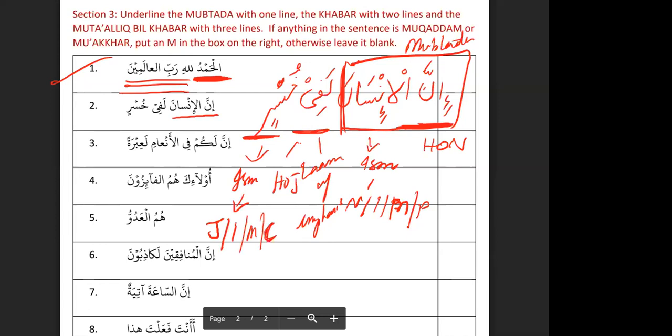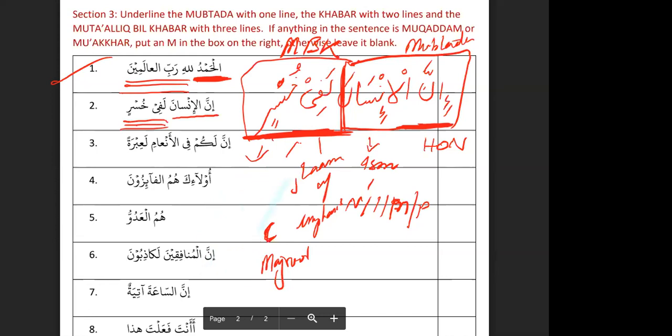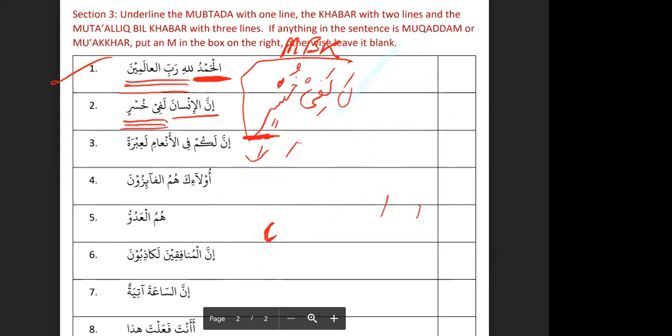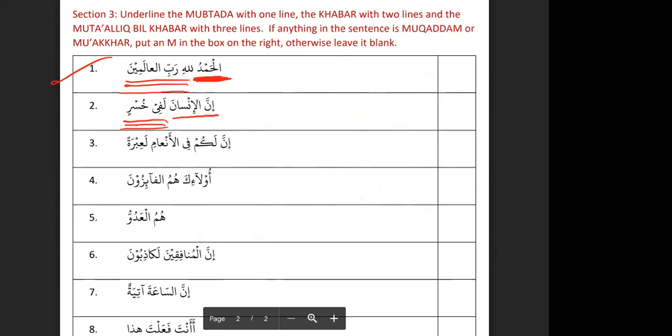Lafi khusrin. Okay. So what is this? Majroor. So lafi khusrin is one bucket. And what do we call this bucket? MBK. How many lines should I put here? 3 lines. Exactly. Okay. Is there any muqaddam or muakhar in this? No. So we won't put anything, since two harf of jar cannot come together.